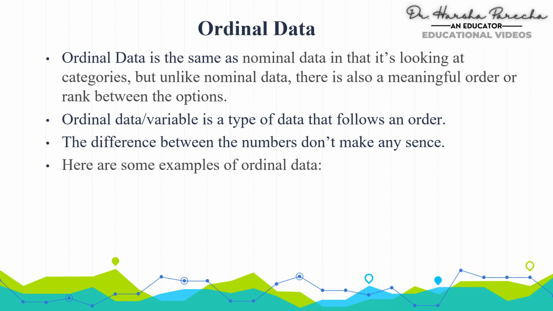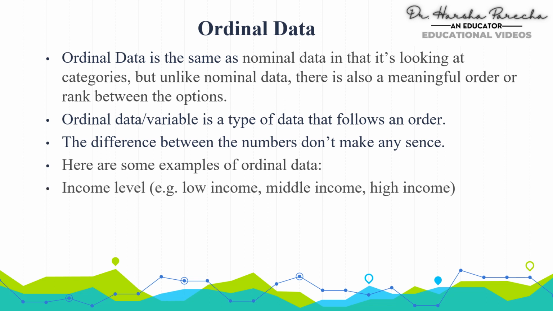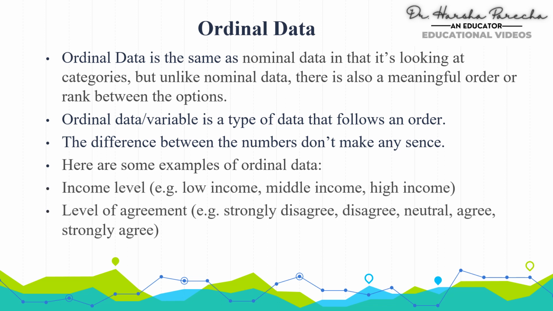Okay. For example, income level, low income, middle income, high income, even the level of agreement, strongly disagree, neutral, agree, strongly agree. These can be called as ordinal data. Okay, good, better, best. What is the difference between ordinal and nominal data? The only difference between them is nominal data doesn't follow ranking pattern, but ordinal data does.